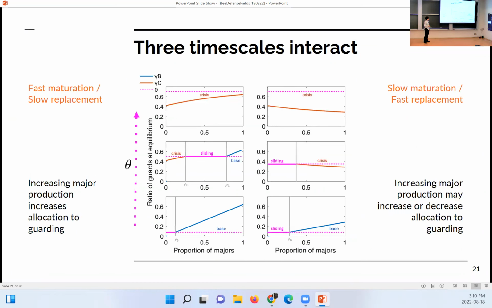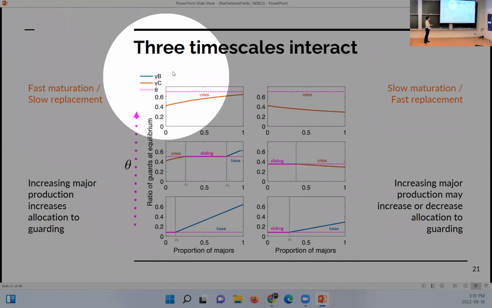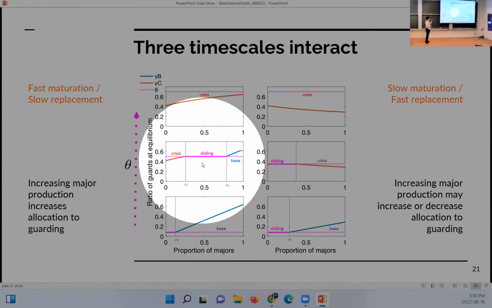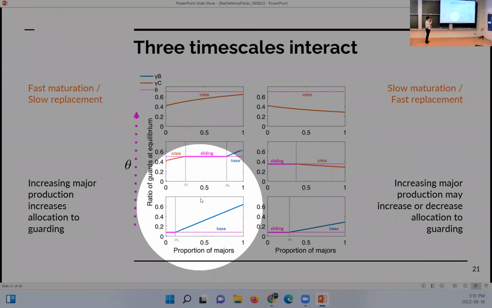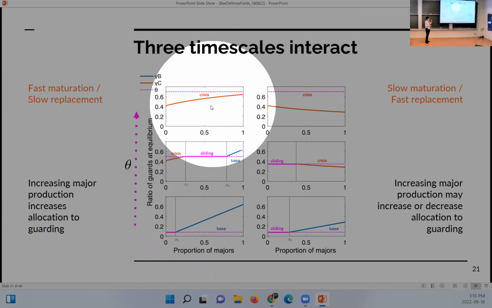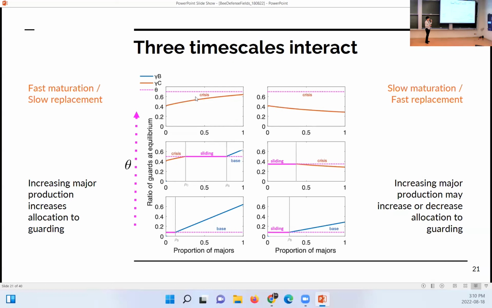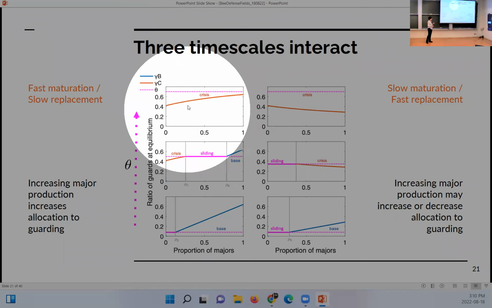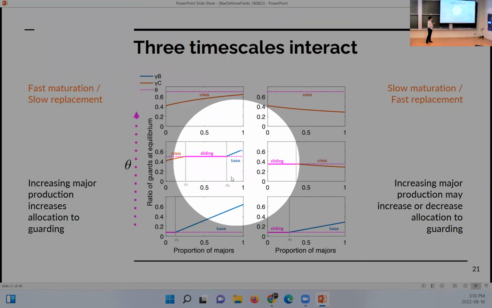So now you take those quantities, gamma C and gamma B, and depending on how high the demand for guards is in the colony, that will determine how the system transitions between the base and the crisis system as rho increases, so as I increase the production of majors. For example, in this case, both of the ratios are increasing with rho.